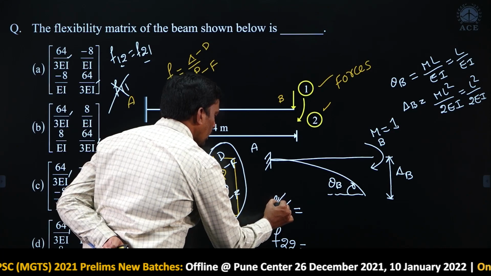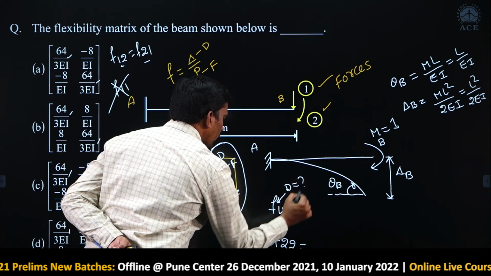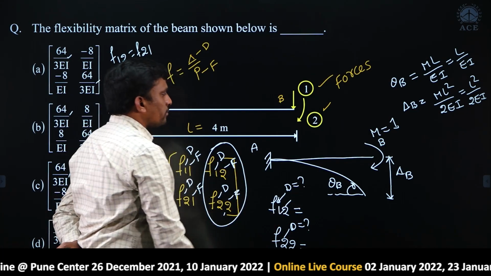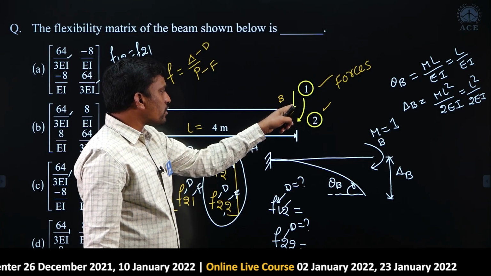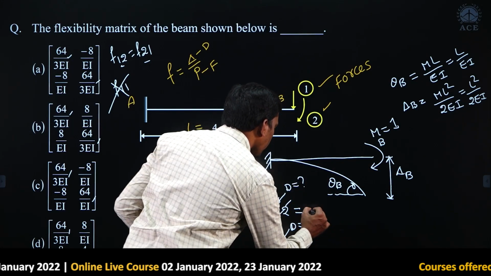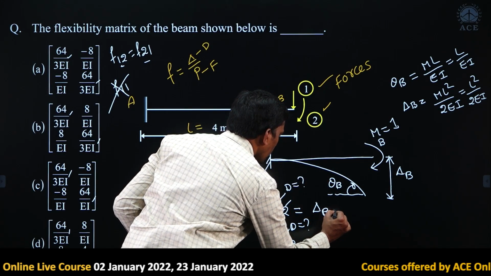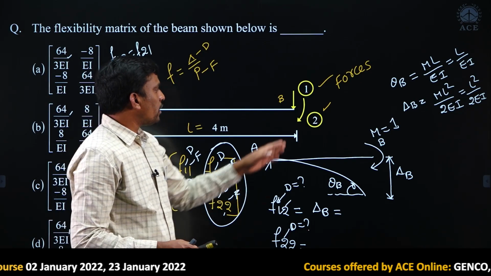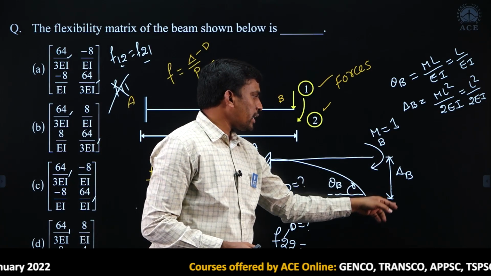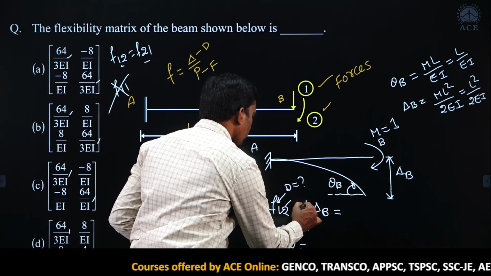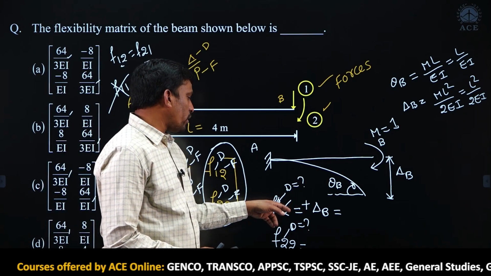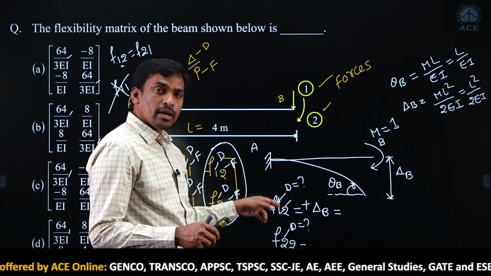We apply unit force at coordinate 2. Now, we have to find the displacement at coordinate 1 and at coordinate 2. So, what is coordinate 1? Coordinate 1 is the vertical force at B. What is the vertical deflection at B? It is delta B. Then sign convention: vertical coordinate 1 is downward, deflection also downward, both in the same direction, positive. Yes or no?